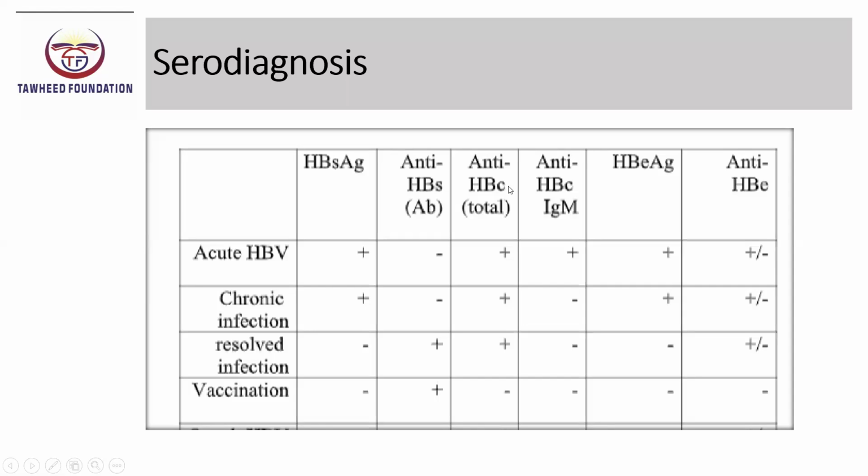Anti-HBc, antibody to core antigen, appears in acute infection and persists as IgG in chronic cases. Anti-HBc IgM is a marker of active viral replication and high infectivity. Anti-HBe indicates a decline in replication. By interpreting these markers together, clinicians can distinguish between acute, chronic, resolved, and vaccinated stages of infection.